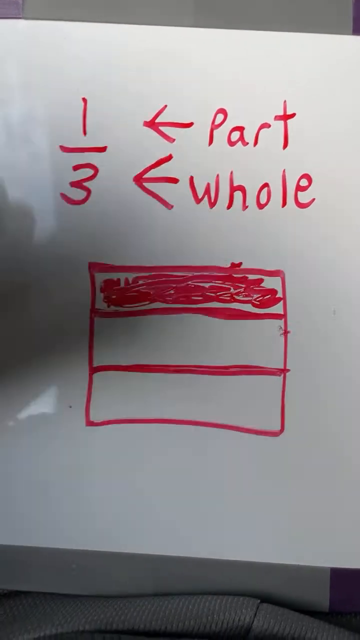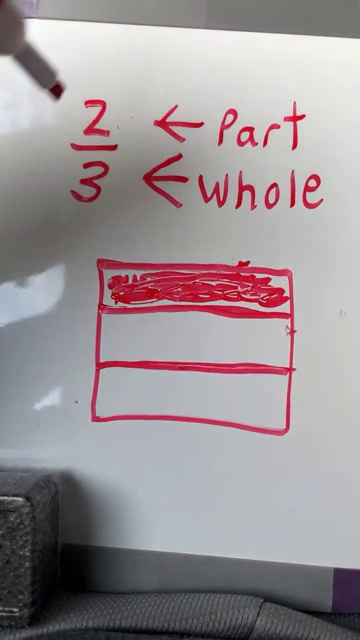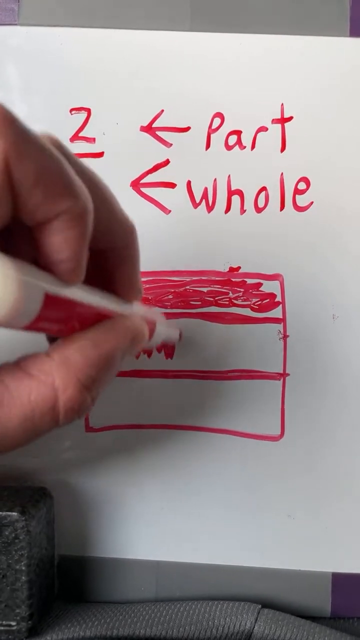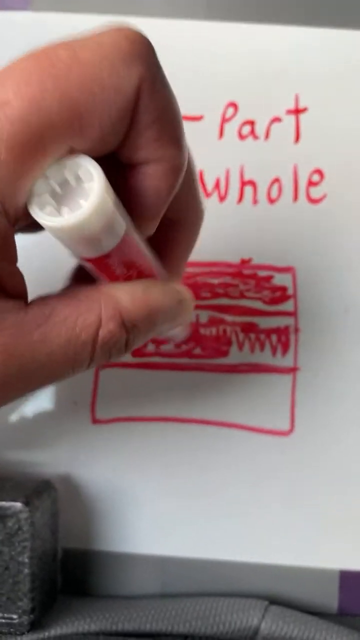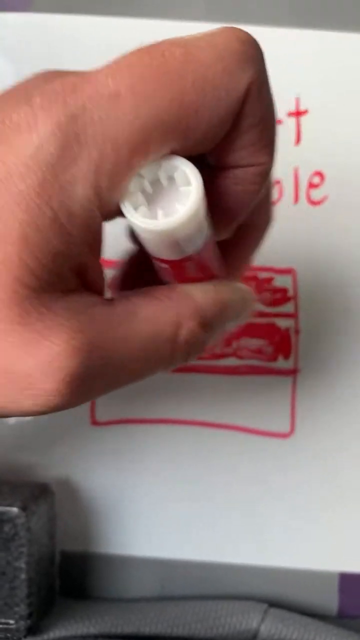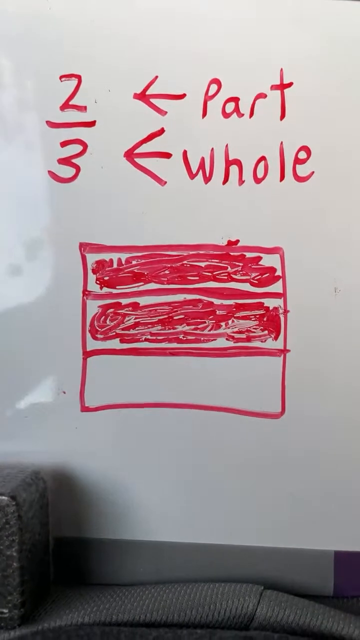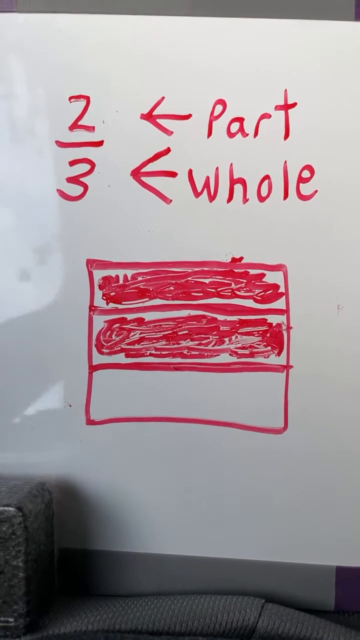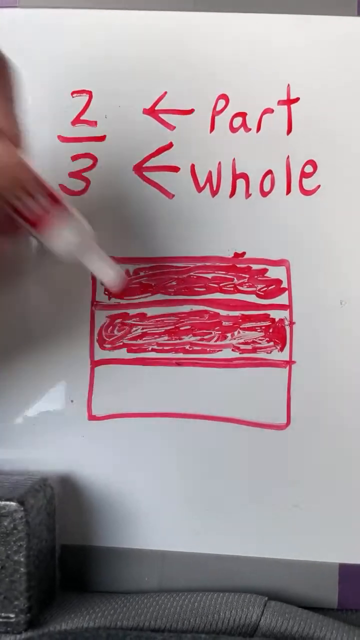Now let's say I wanted to represent 2/3. If I wanted to represent 2 out of 3, we would still have 3 total parts, but 2 out of the 3 would be filled. So this is a fraction model that represents 2/3. We have 3 total parts, 1, 2, 3, and we have 2 of those 3 parts filled up.